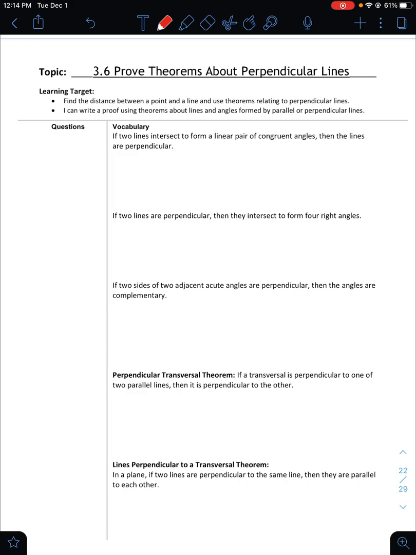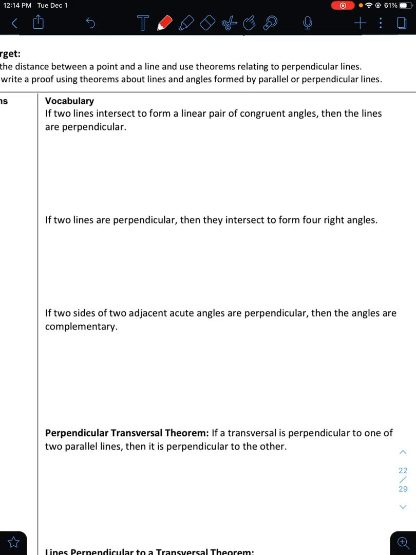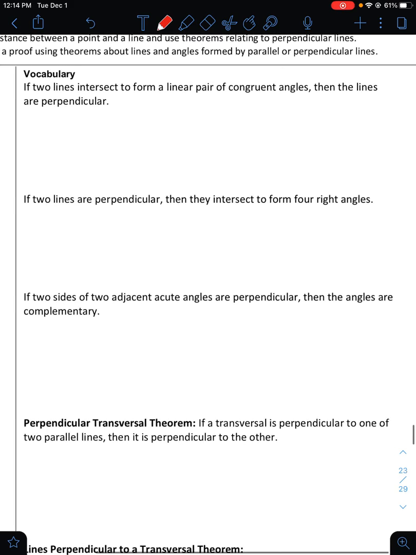So starting with our vocabulary here, what I'd like to do is just draw some diagrams and give you an opportunity to make sure you understand what these theorems are saying. If you look at the first three, there are no names for these theorems. Sometimes we get that, and we would just summarize the theorem if it shows up in a proof. The very first one says, if two lines intersect to form a linear pair of congruent angles, then the lines are perpendicular.